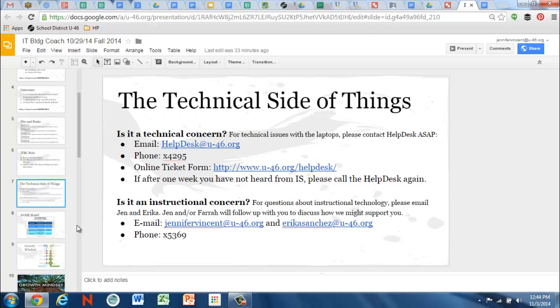So that brings up my next slide on the technical side of things. If it's a technical concern, please refer people to information services, whether you're tech in the building or calling the help desk. So you can email the help desk, you can call 4295, or there is an online ticket form. And we're trying to encourage people to fill out the online ticket form instead of emailing help desk, just because it's an extra step. But it seems like the best way to get support is to call 4295 if you can.